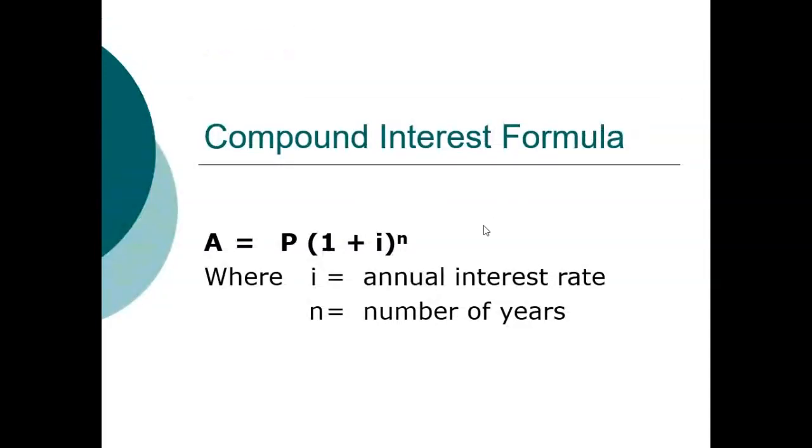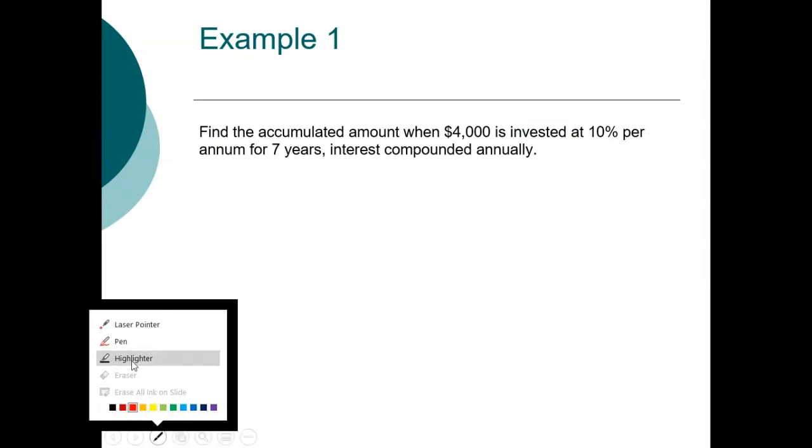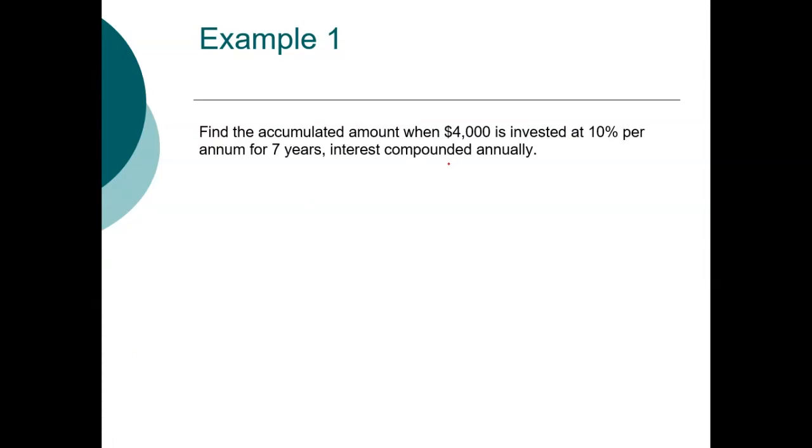So we're just going to start with this formula. We're going to look at a straightforward example of compound interest where we only have it happening annually. We talked a little bit about this in simple interest. Annually means once a year. So compounded annually, this is one time.